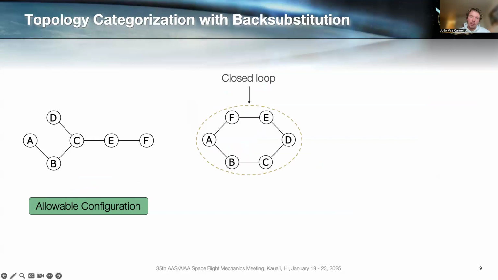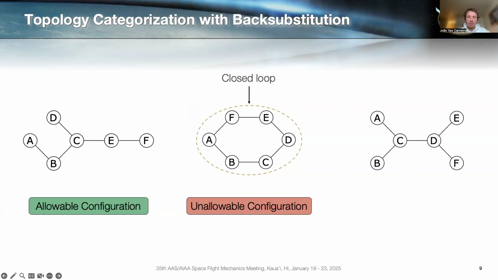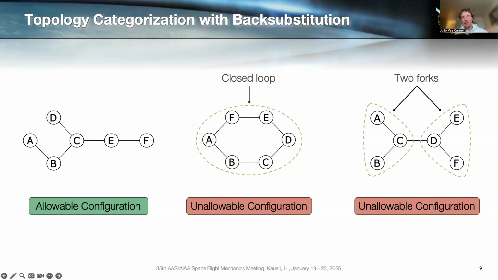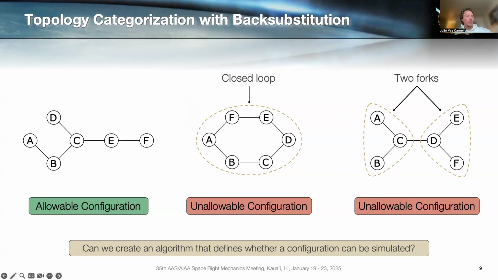This, however, is not allowable. There's a closed loop here, so the assumption that the components are attached in parallel breaks down. This is also true for this example here where two forks exist. It forks out to two separate ways, and this is also unallowable. So I guess we can draw some examples of what we can and can't do, but can we really define an algorithm that describes whether a configuration can be simulated or not? And the answer is yes.